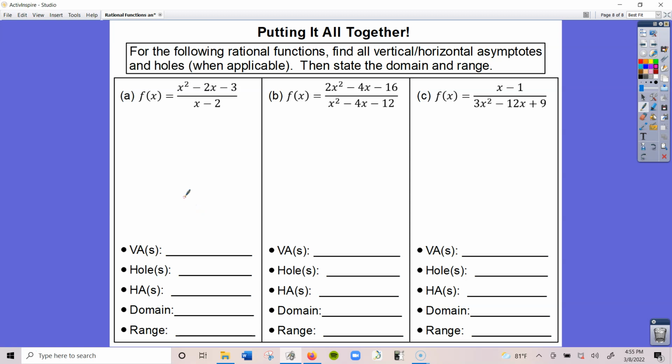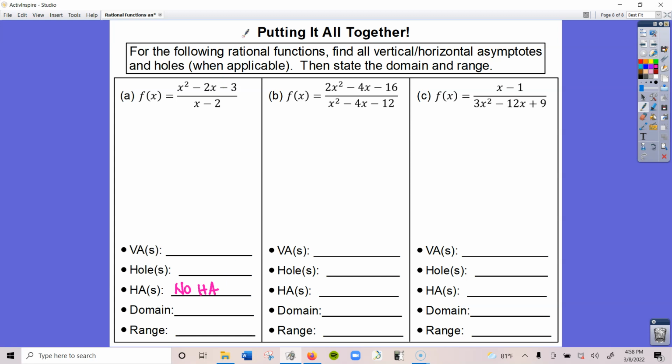So for the first one, we have f of x is equal to x squared minus 2x minus 3 over x minus 2. The first thing that I like to look at is my horizontal asymptote, since I don't need to do anything to my function to figure out where I have one. All I have to do is compare the degree of the numerator with the degree of the denominator. The degree of the numerator here is 2, whereas here it's 1. Since 2 is greater than 1, that means that there is no horizontal asymptote.